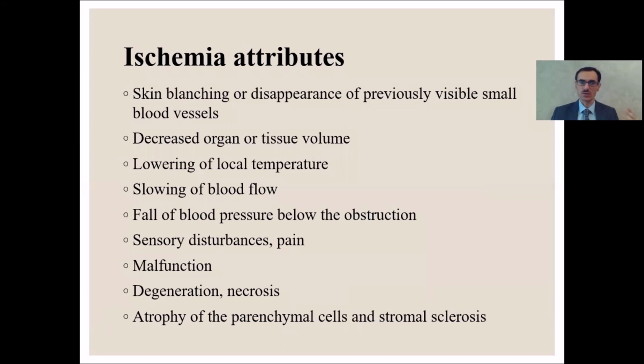So the features of ischemia: skin blanching or disappearance of previously visible small blood vessels, decreased organ or tissue volume, lower local temperature, slowing of the blood flow, a fall of blood pressure below the obstruction, sensory disturbances, pain, malfunction, degeneration, necrosis, and finally sclerosis.